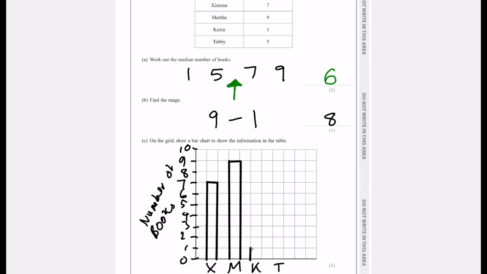Kezia 1. And Tabby 5. So there is our bar chart.